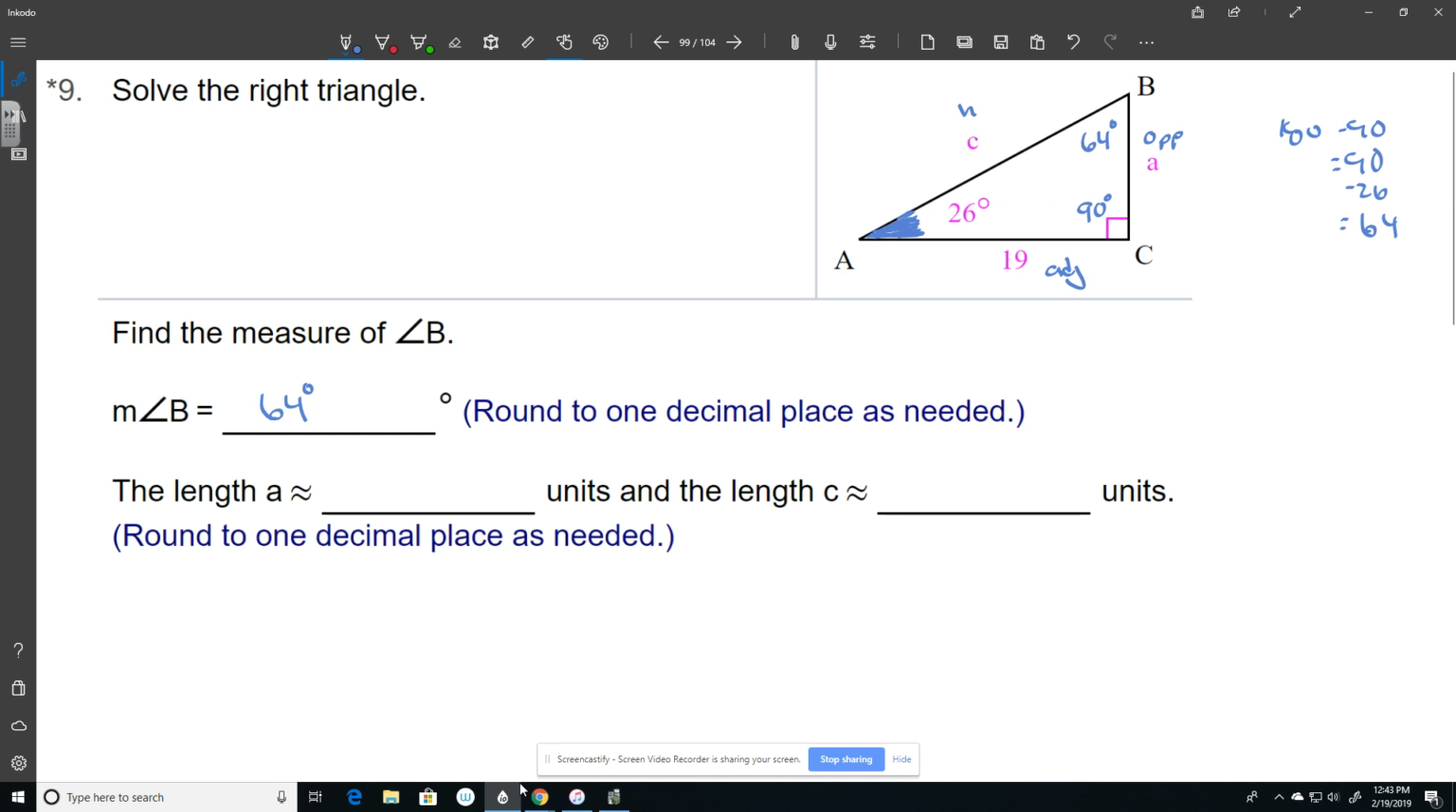So opposite and adjacent, remember, again, SOHCAHTOA. Opposite and adjacent go with tangent. So I want the tangent of angle A, which is 26 degrees. So tangent 26 is equal to opposite A over 19. And to get rid of the dividing by 19, I'm going to multiply both sides by 19. So my answer is going to be tangent 26 multiplied by 19, and that's going to equal A.